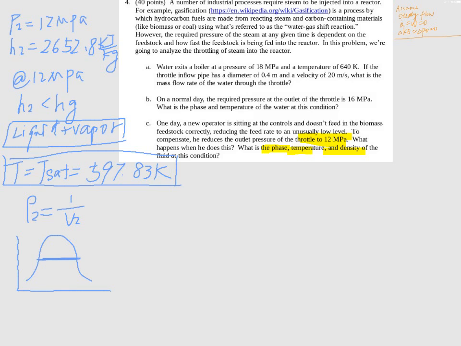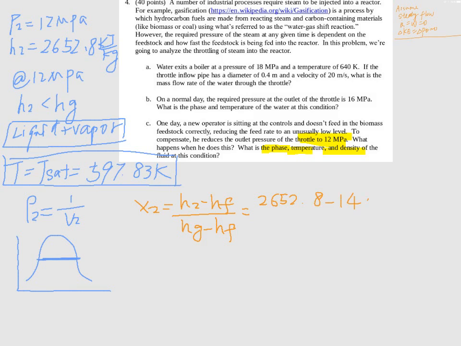I'm going to change to a different color. So quality can be calculated from this equation, which is H2 minus Hf. I always say f is fluid, which is the liquid, and then Hg, g is gas, which is the vapor, minus Hf. So this equation is universal when you want to solve for any type of property in terms of quality. It doesn't have to be H, it can be S, it can be volume, anything. So now we just need to plug in all these numbers.